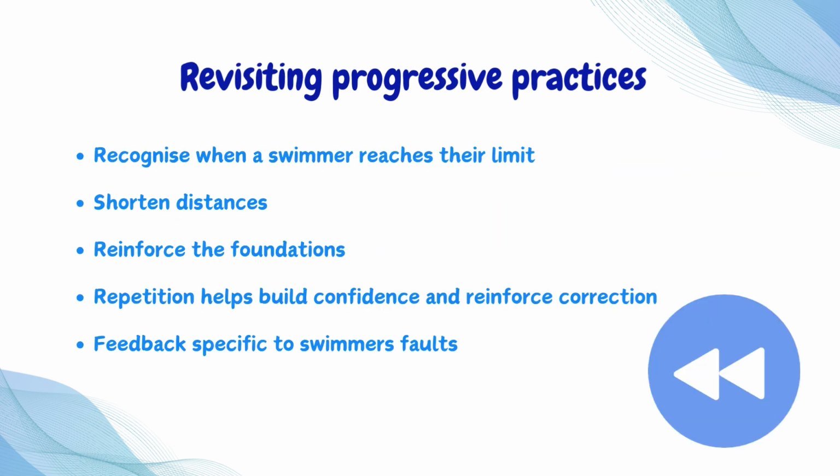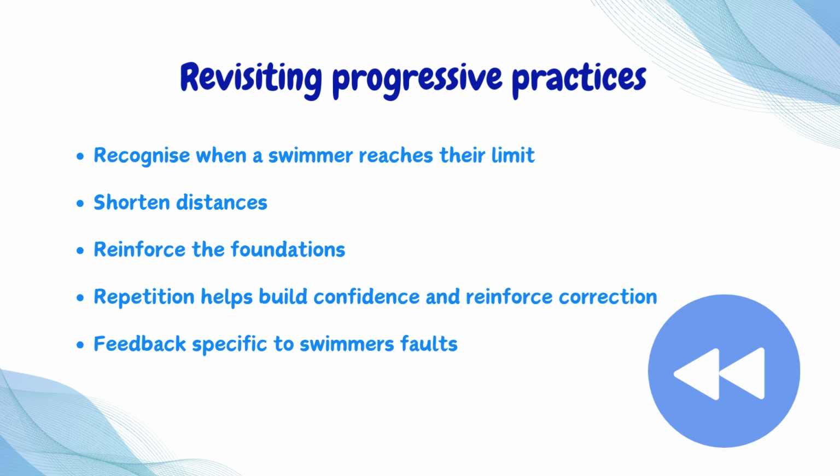Revisiting progressive practices. Sometimes, correcting faults is as simple as revisiting foundational progressive practices. A key skill for swimming teachers is recognizing when a swimmer has reached their current limit. This means spotting when technique begins to deteriorate and stopping the practice before bad habits form from just pushing through. Revisiting easier drills, paired with clear demonstrations and targeted feedback, can be highly effective in addressing faults. It's about reinforcing a strong foundation rather than persisting with practices that are too advanced or counterproductive.